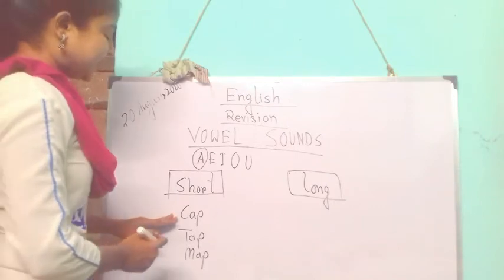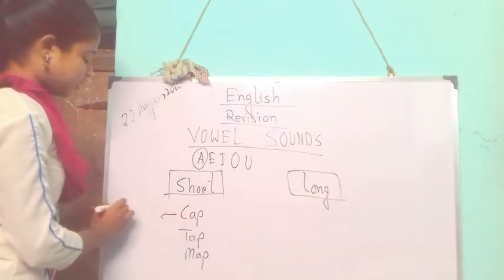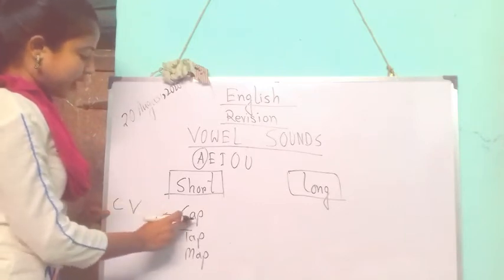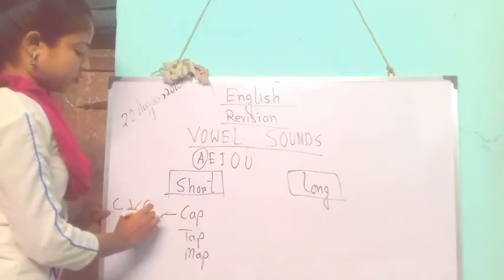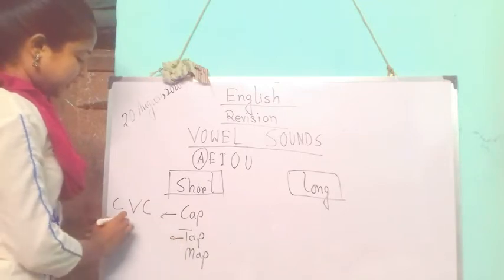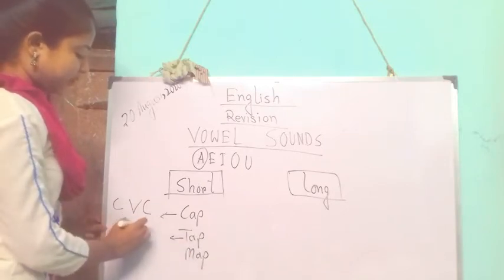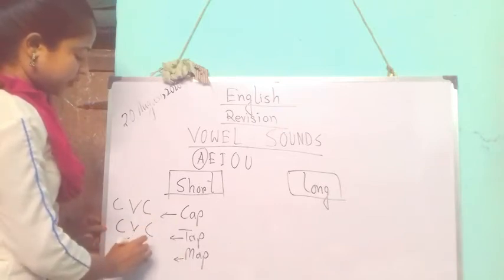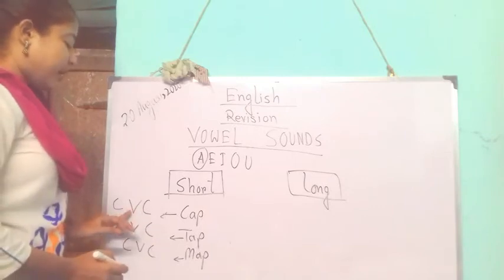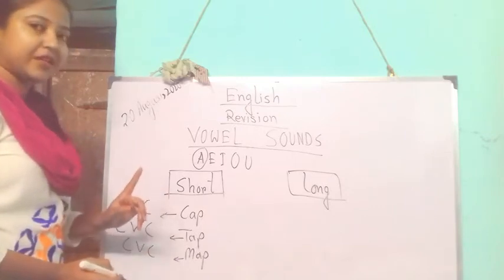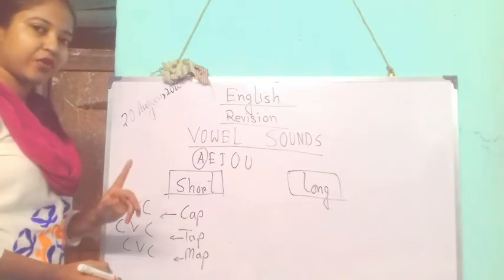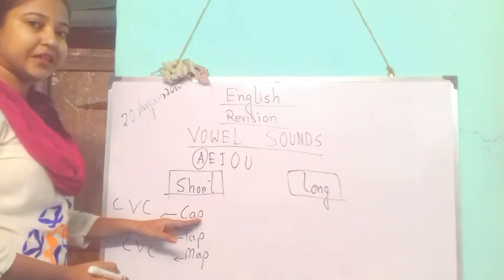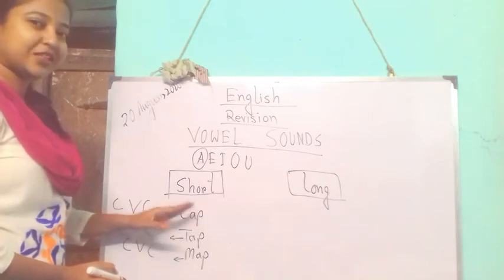But if you see here, the formation is: first one is consonant, C is consonant, then A is vowel, then again P is consonant. Here also C is consonant, A is vowel, then again consonant. Here also consonant, vowel and consonant. Now here only one vowel is here, right? In these words only one vowel is here. If we add another vowel with this, then it will be a long vowel sounding word.